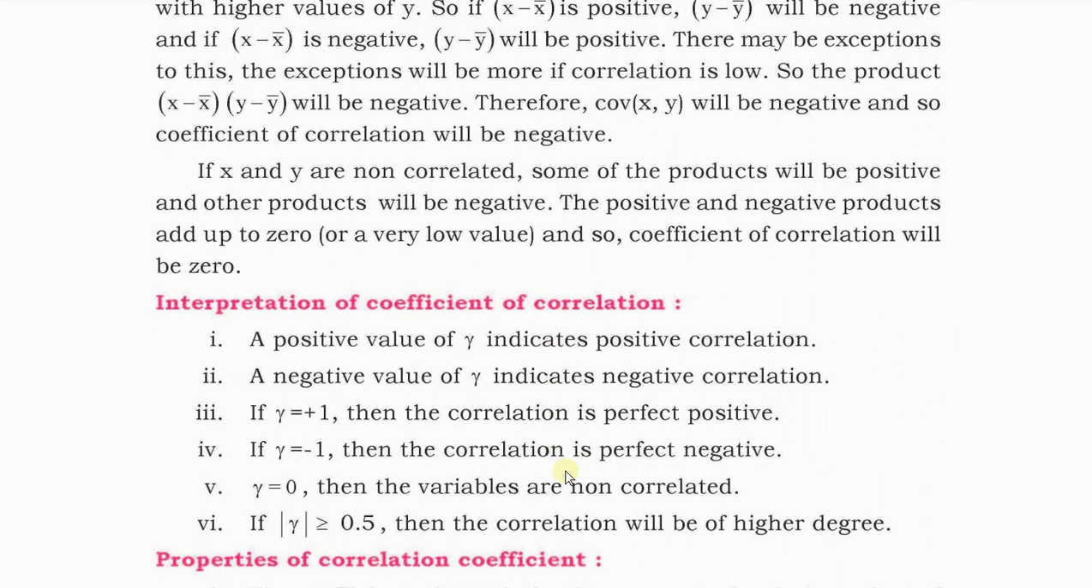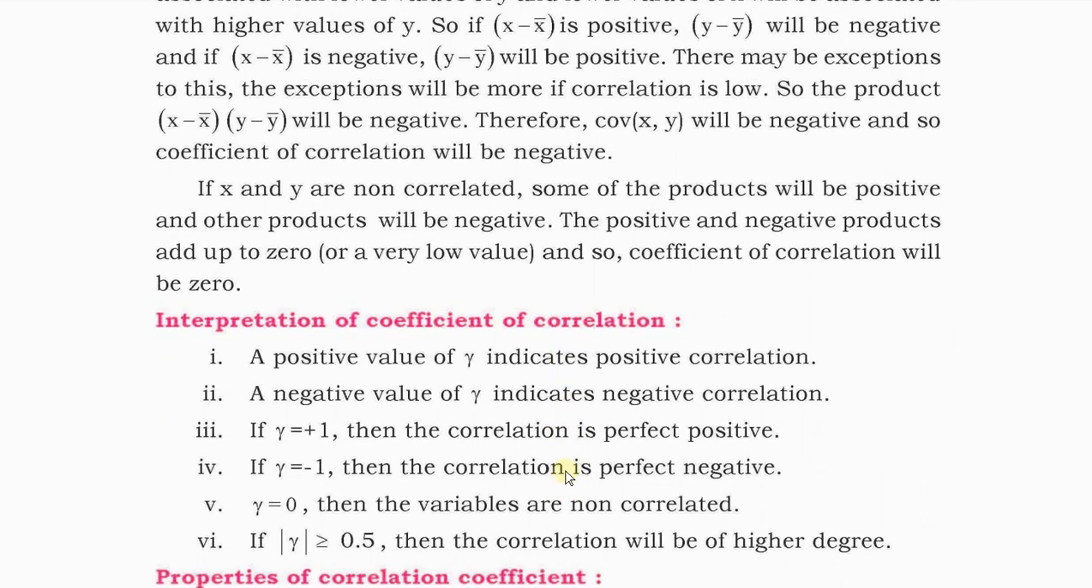Okay. Next, interpretation of the coefficient of correlation. What should be the interpretation of the answer that we obtain when we solve the problems here? A positive value of the correlation coefficient indicates a positive correlation. If the answer is positive, it can be either 0.01 or 0.10 or 0.90, whatever the answer is. If it's positive, it means the correlation between the two variables is positive. Okay. Either it could be higher degree, lower degree, or perfect.